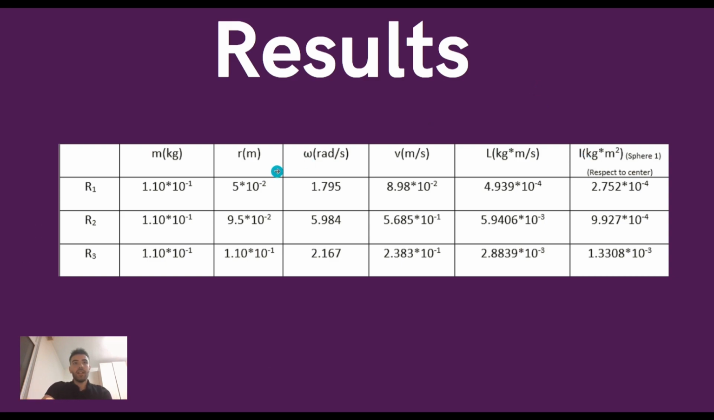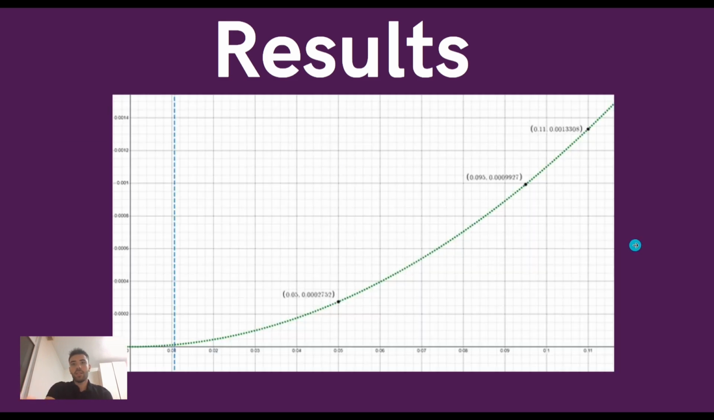These are the results. As you can see, the mass is the same because the object is the same, but the radius is changing, which leads to a change in moment of inertia. I put these results in a graph, which can be represented with a curve. I connected the data results and got this curve. This line represents the radius of the sphere. By this experiment, I calculated the moment of inertia of the sphere.